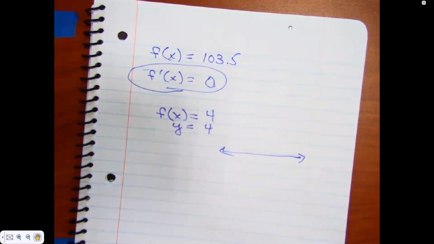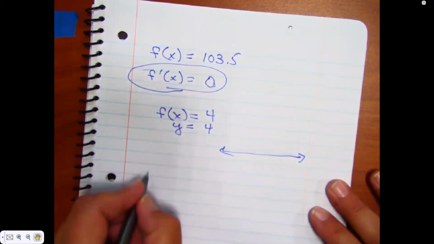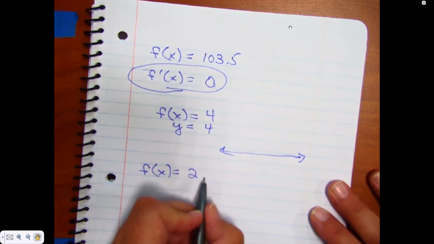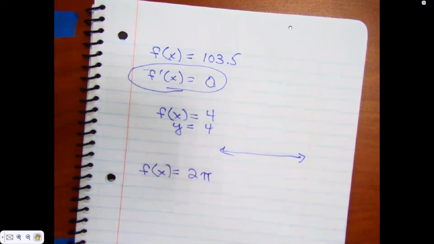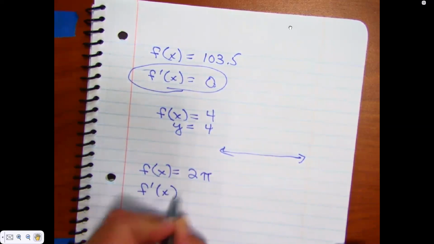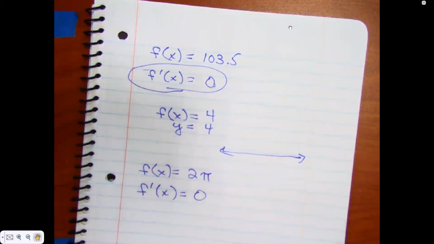All right. How about if my number is 2 pi. Pi is still a number, so the derivative is still 0. Okay, pi is still a number, so the derivative is still 0.